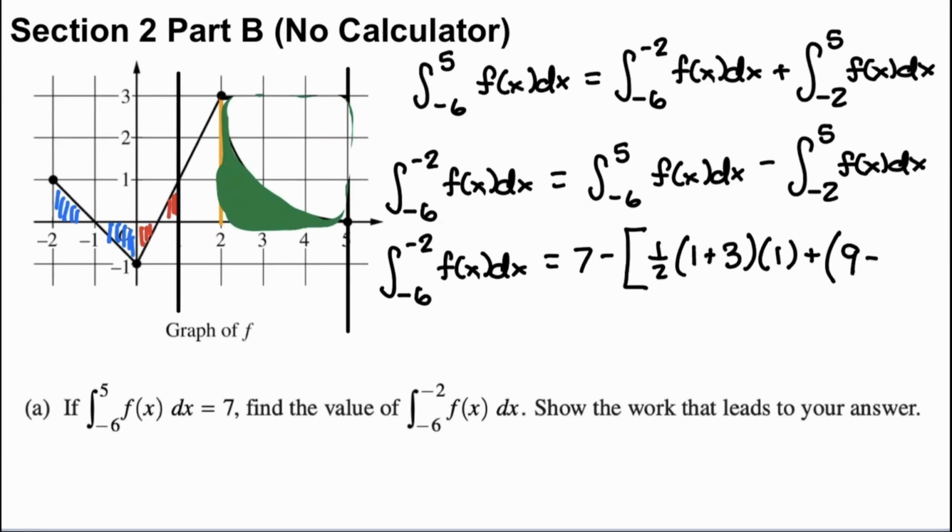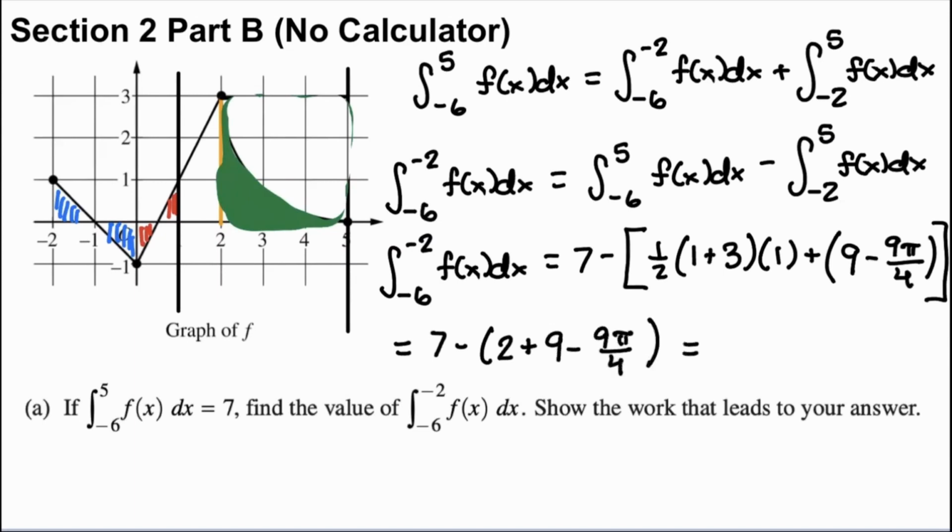That's going to be pi r squared over 4. So it's going to be pi. The radius was 3, and that's going to be squared. So it's going to be 9 pi, actually. And this quantity over 4, and we're going to bracket that off. And now we're just going to go ahead with simplifying this. We're going to have 7 minus 2 plus 9 minus 9 pi over 4. And simplifying this down even further, we get -4 plus 9 pi over 4.